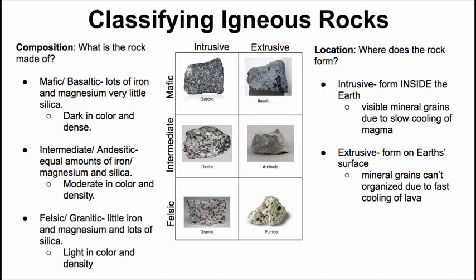Extrusive rocks form on the Earth's surface. So they cool very quickly. The lava cools on the Earth's surface very quickly, so they all tend to be uniform in color.